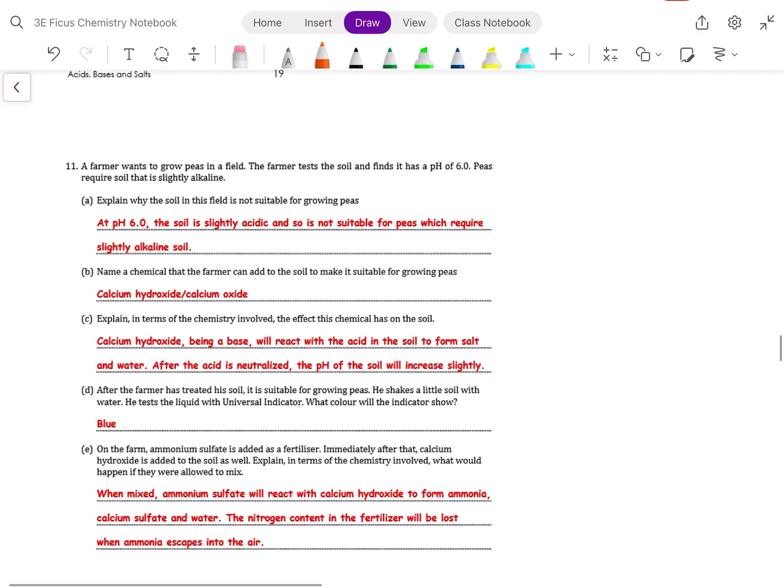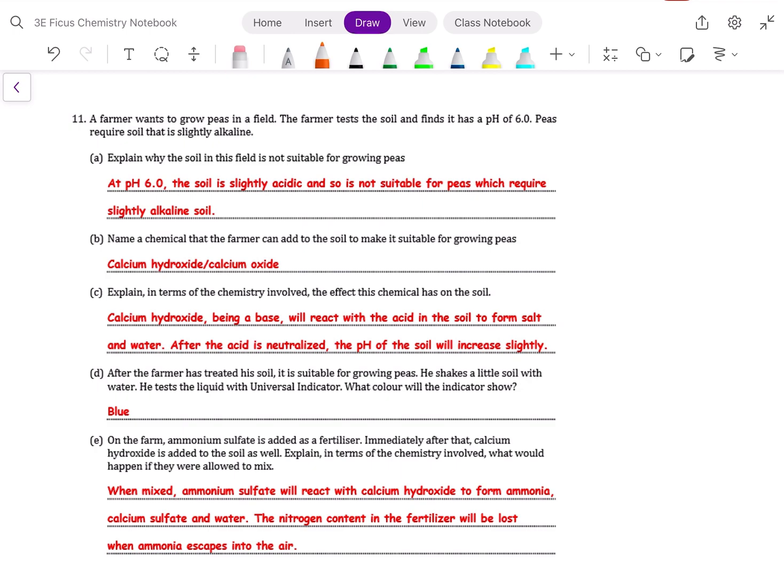And then the very last question before we end acids and bases is that a farmer wants to grow peas in the field. So a farmer tests the soil and finds it has a pH of 6. So this is quite acidic. But peas need slightly alkaline soil, which means you need the pH to be more than 7. So what do we do? pH 6 soil is slightly acidic, not suitable for peas which require slightly alkaline soil. So something that you can add is either calcium hydroxide or calcium oxide.